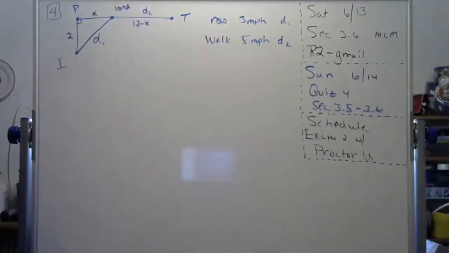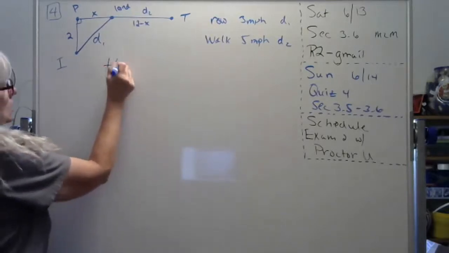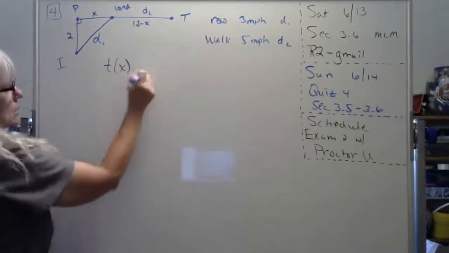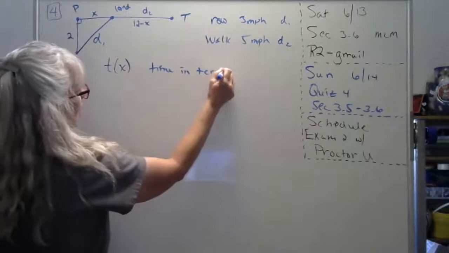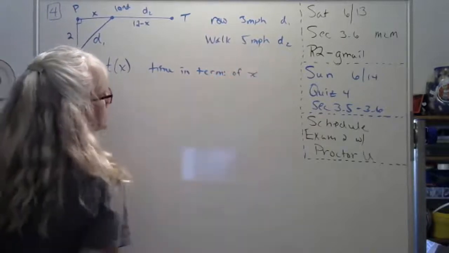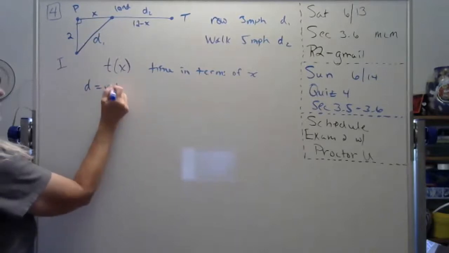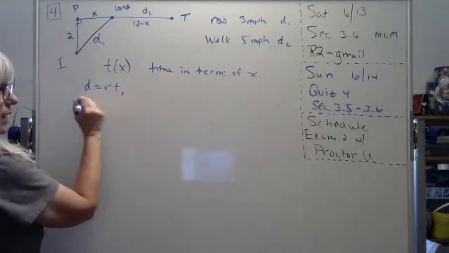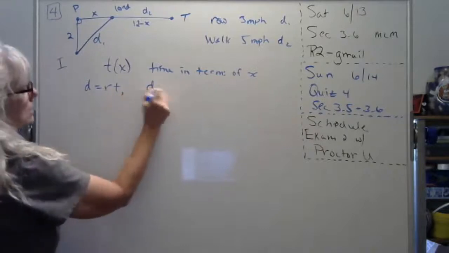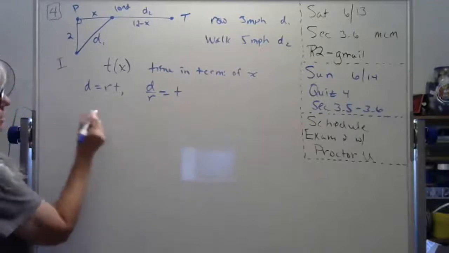Let's see if we can get a handle on what they're asking for. They want us to write a function t in terms of x. So this is time in terms of x. We do know that distance is equal to rate multiplied by time, and we did this just yesterday. We said that if we divide both sides by r, then we get that d over r is equal to t.